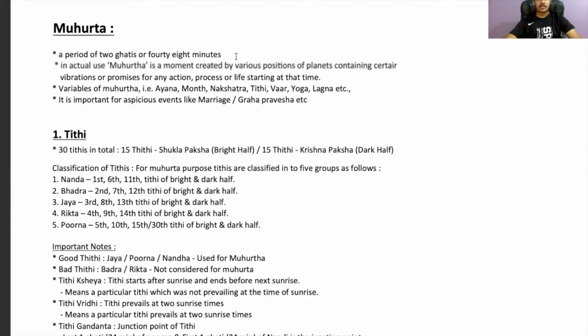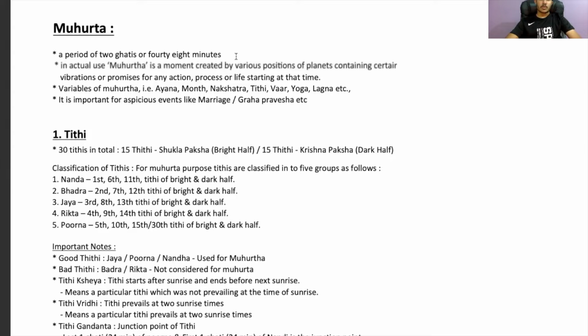So let's begin. Now, coming to Muhurta. Muhurta is a period of two gatis or 48 minutes. In actual use, Muhurta is a moment created by various positions of planets containing certain vibrations or promises for any actions, process, or life starting at that time. The variables of Muhurta are Ayana, month, Nakshatra, Tithi, Var, Yoga, Lagna, etc. These are the types of Muhurtas. It is important for auspicious events like marriage or entering a new house, which is known as Graha Pravesha.